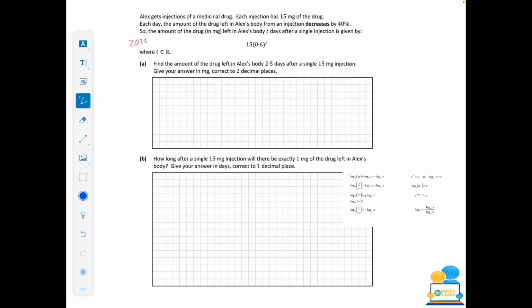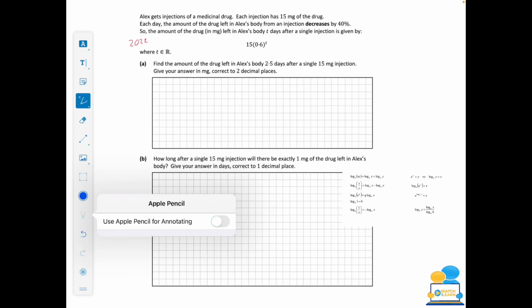They tend to be about anything, and you don't need to know, like this one is about injections of a medical drug, but they can be about absolutely anything. Don't let that throw you. Okay, so Alex gets injections of a medical drug. Each injection is 15 milligrams of the drug. Each day the amount of drug left in Alex's body from the injection decreases by 40%.